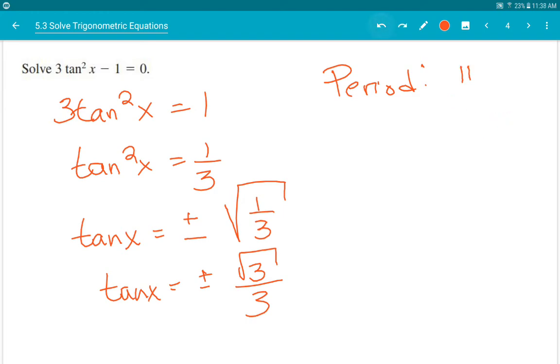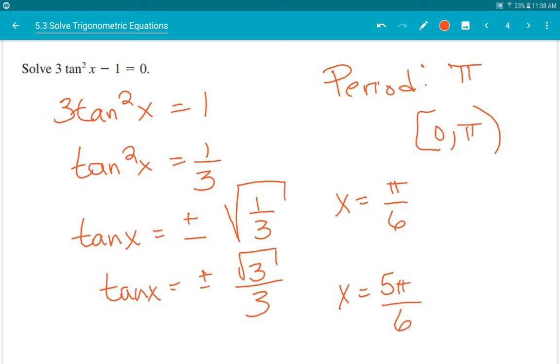Let me make that a bracket. Okay, so from 0 to pi, where is tangent equal to radical 3 over 3, both positive and negative? The first solution is at pi over 6, and the second solution is at 5 pi over 6. Now, what you have to be very careful of is that the original problem did not say just between the period. It wants it throughout the entire length of the number line. So we're going to have to add the period, which is pi, times k, where k belongs to Z. And then we're going to have to add the period here, plus pi k, where k belongs to Z.